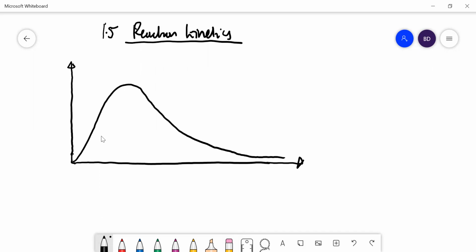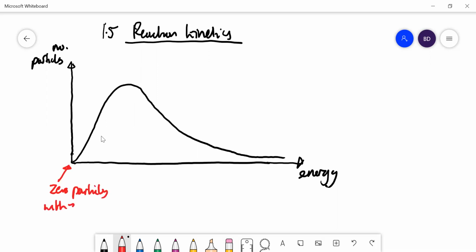They have said one thing to notice. This is zero. This is energy and number of particles. This line passes through the origin, so 0 particles have 0 energy. That is always the case.